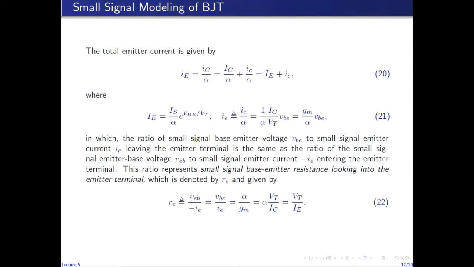Beta is of the order of 100. So even if beta is 100, then alpha is 100 over 101. So that is pretty close to 1. So alpha sometimes can be taken directly to be equal to 1. But nevertheless, here I do not make this assumption. So small RE is alpha over GM, which is given by this expression, equivalent expression, because GM is IC over VT, and IC over alpha is IE. So small RE can also be represented by this equivalent expression.